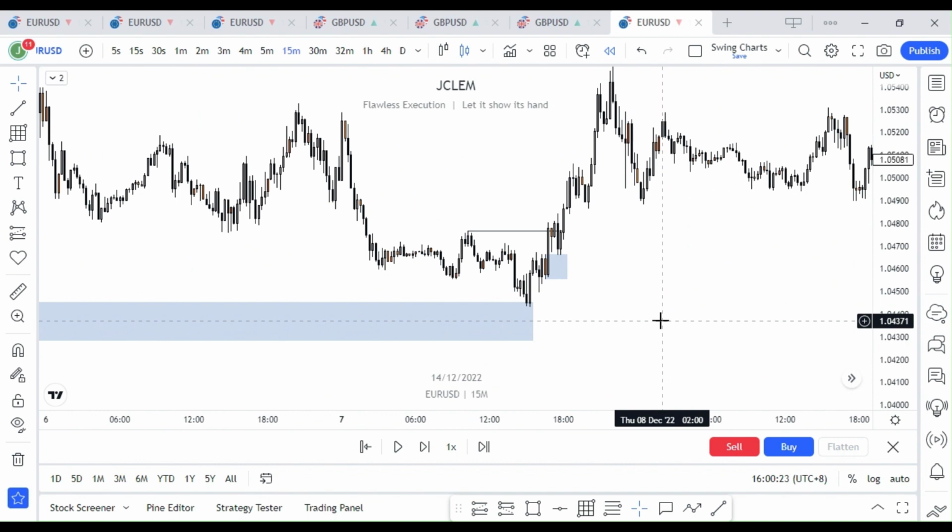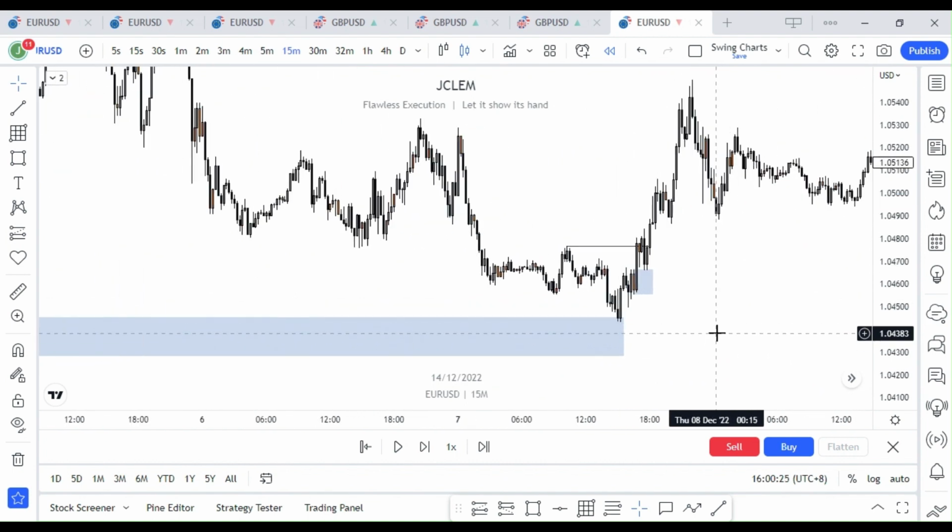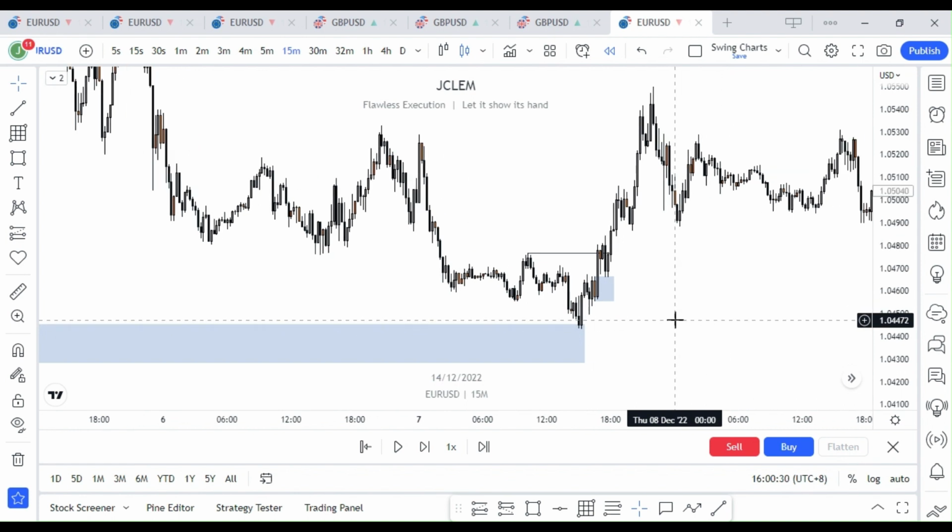But yeah, that's basically just a simple breakdown of this strategy. It's really easy. Just test it, find what works for you. Yeah, and that's it, guys.